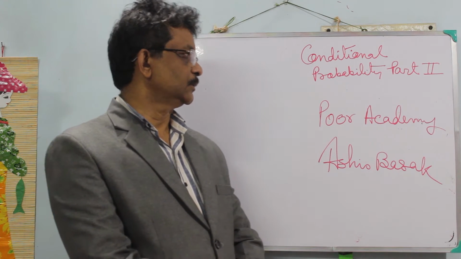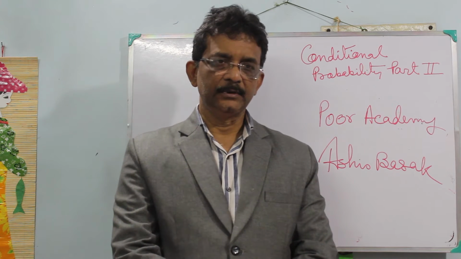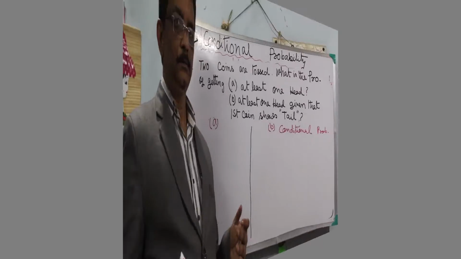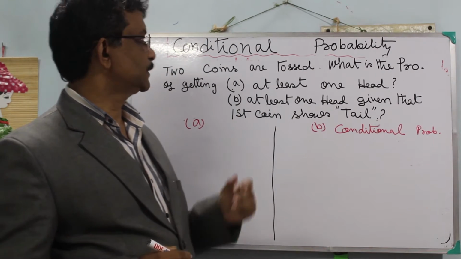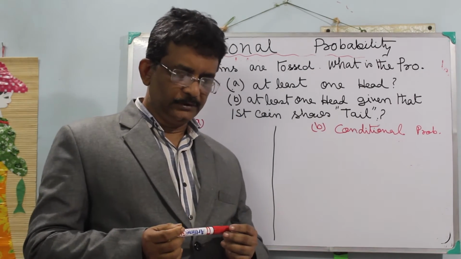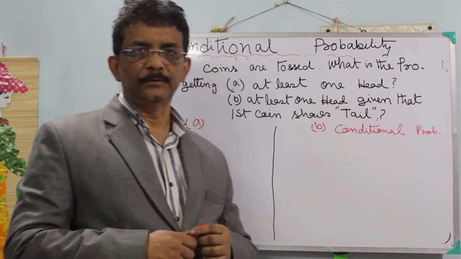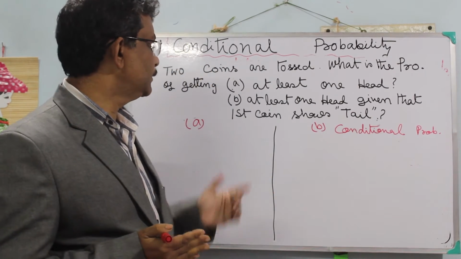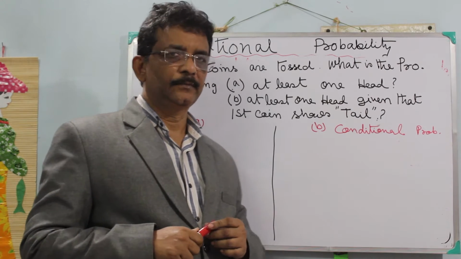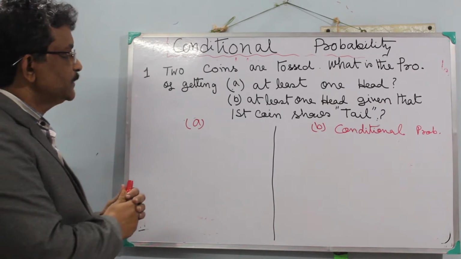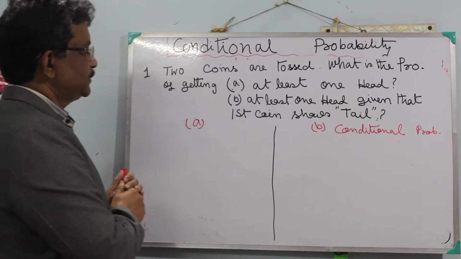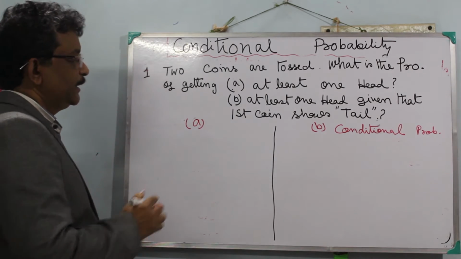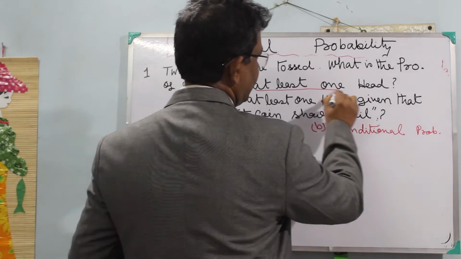Let's start with a good example of the concept of conditional probability. Now the first problem: let us discuss conditional probability with the help of an example. Then you will understand the difference between ordinary probability and conditional probability. So, two coins are tossed. This is a very simple example. Two coins are tossed. What is the probability of getting at least one head?